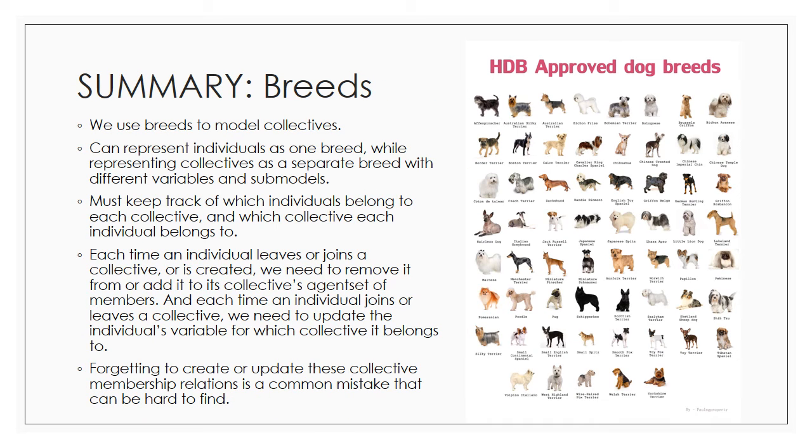So here's a summary about breeds. We can use breeds as one way to model collectives. We can represent individuals as one breed while representing collectives as a separate breed with different variables and submodels. And we need to keep good track of the connection between collective and individuals. Each time an individual leaves or joins a collective, we need to remove it from or add it to its collective's agent set of members. But we also need to update the individual's variable for which collective it belongs to. Forgetting to create or update these collective membership relations is a common mistake that can be hard to find.